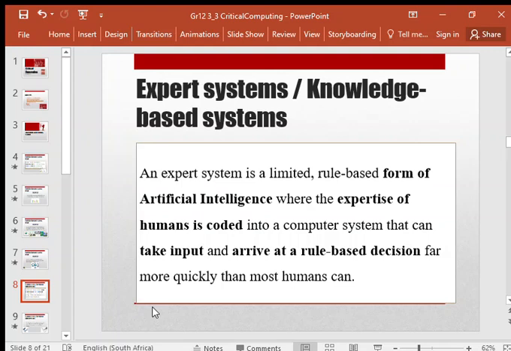Now, the next example is expert systems or knowledge-based systems. An expert system is a rule-based form of artificial intelligence. It's based on rules where the expertise of humans is coded into a computer system that can take input and arrive at a rule-based decision far more quickly than most humans can.